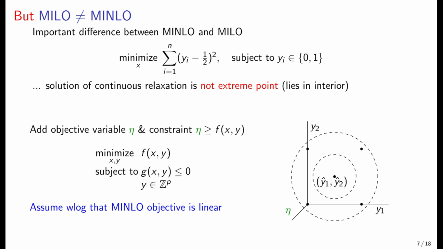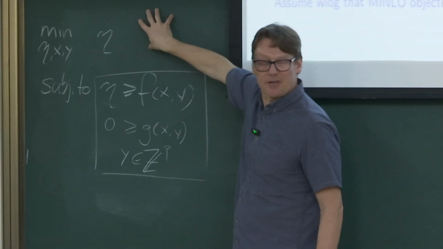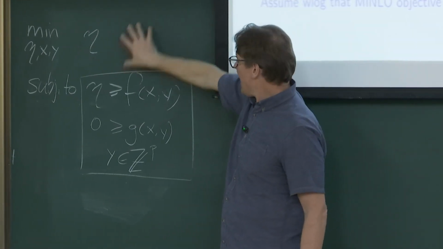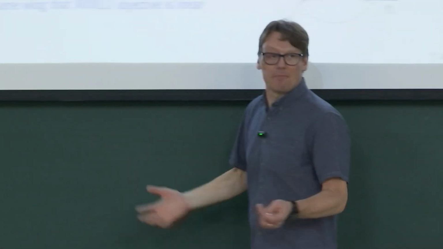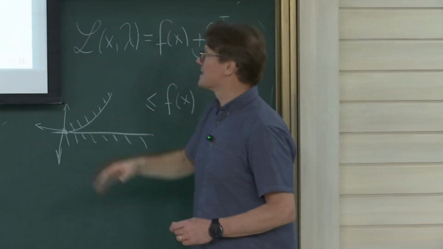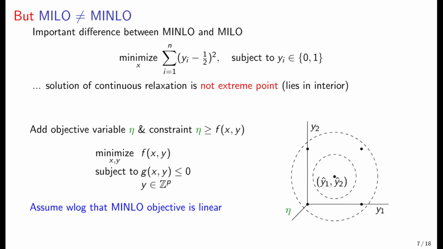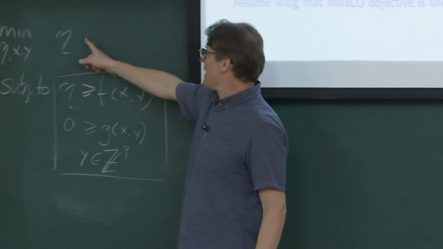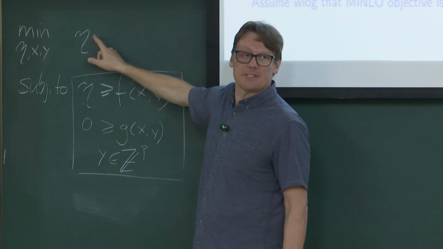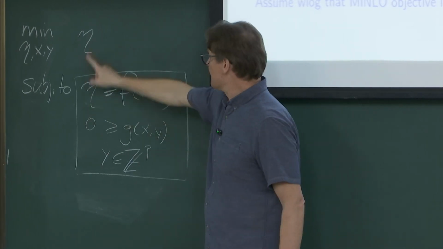But I can't do that same trick if I keep my nonlinear objective. Whenever I have a nonlinear objective, I might end up in the interior. This is the one example that tells you why there's this slight difference. But it's not really a difference. All you need to do is assume that you're moving into a nonlinear optimization problem with this additional variable. And so what does this variable eta do?